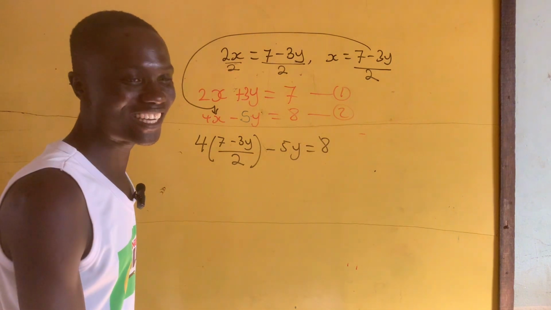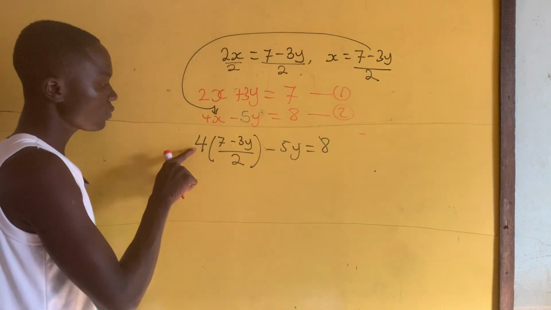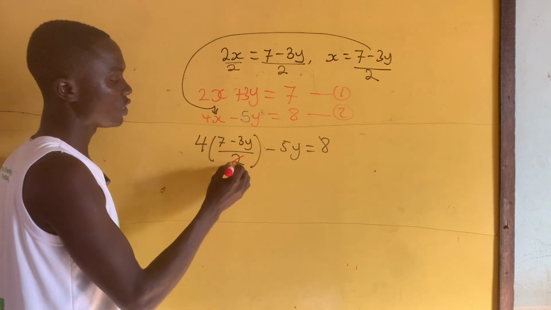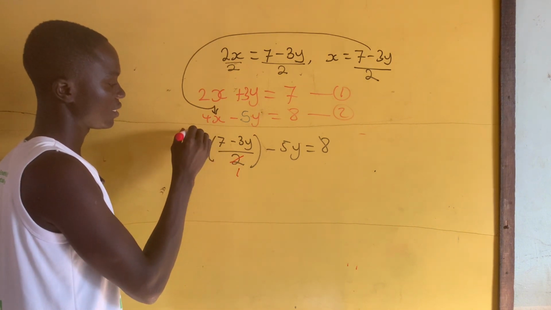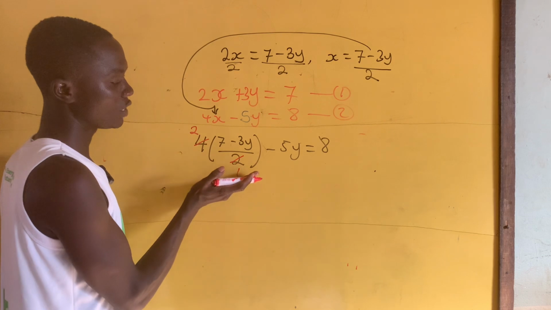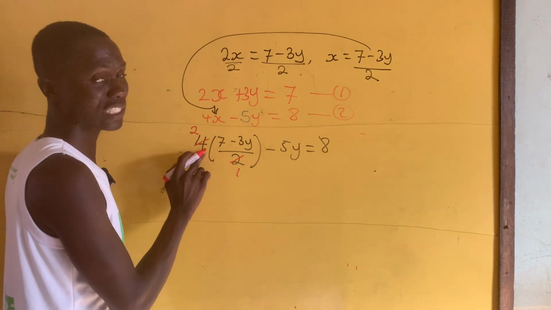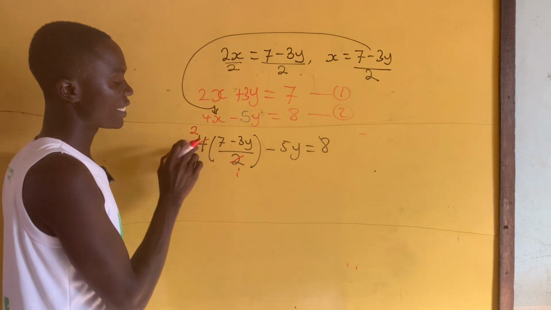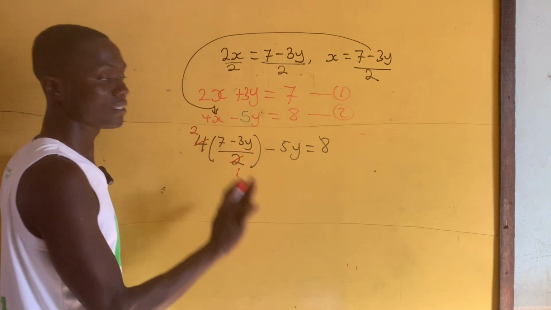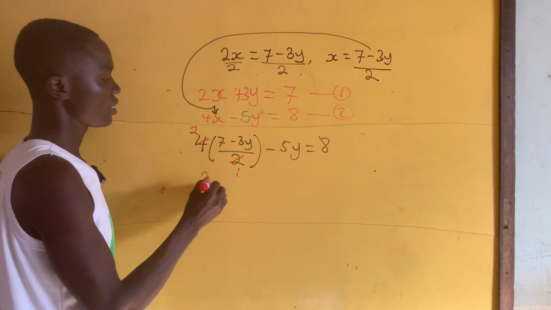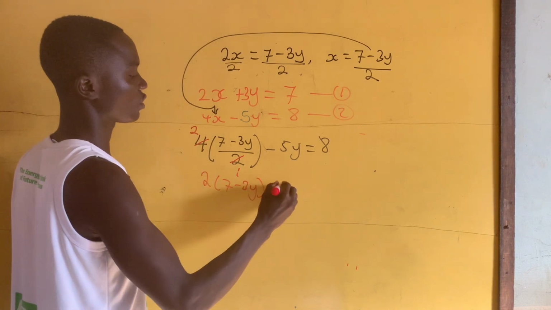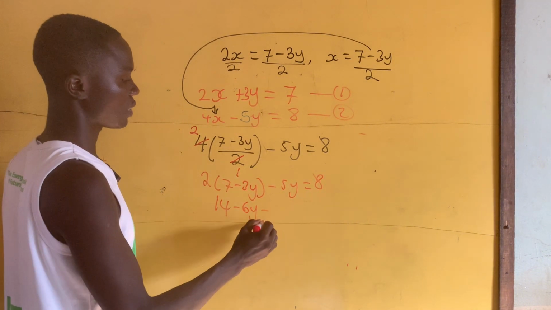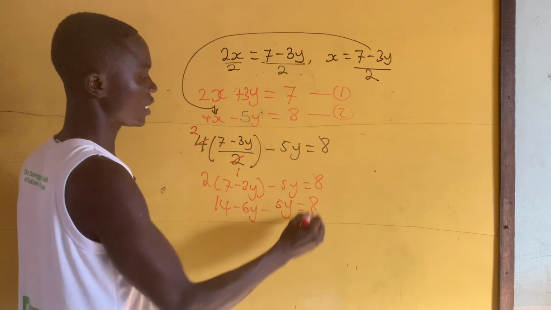Let's see how we solve this in a very simple way. So here, we multiply 2 by 4. But remember, this 2 can divide this 4. So 2 divides itself 1, and 2 divides here 2. The first one, the denominator could not divide the number multiplying. That is why we multiplied it through. But here, it can divide. If you cannot divide, just multiply in a simple way. So here we have 2 times (7 minus 3y) minus 5y equals 8. This gives 14 minus 6y minus 5y equals 8.